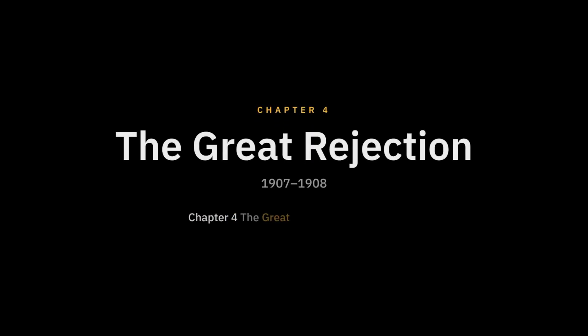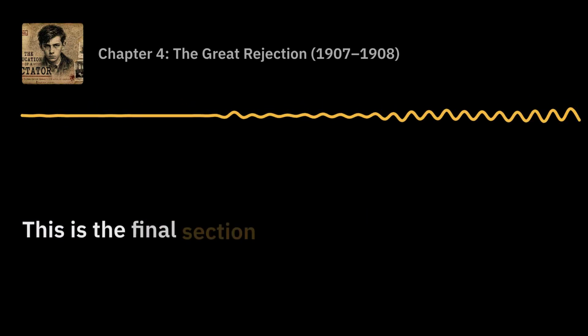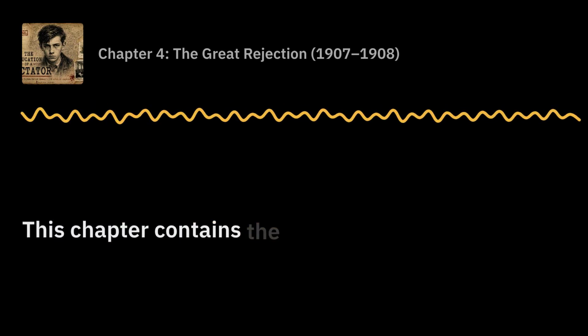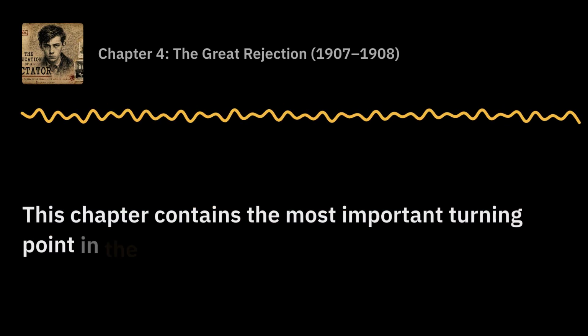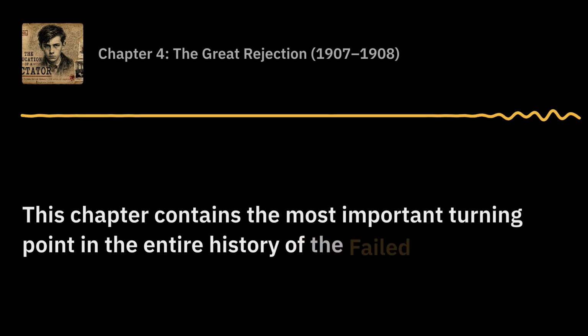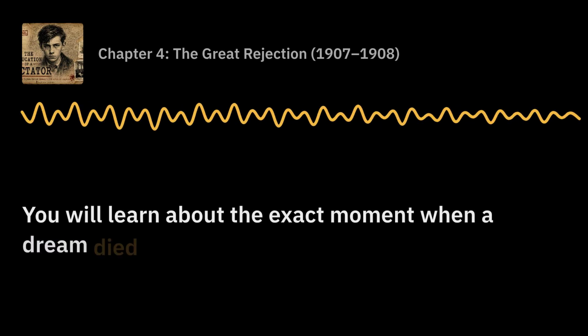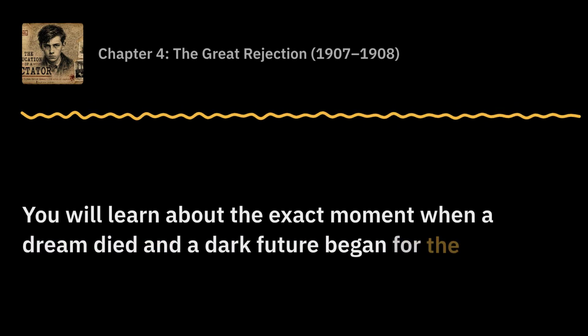Chapter 4, The Great Rejection, 1907 to 1908. This is the final section of your Skills Improvement Report. This chapter contains the most important turning point in the entire history of the failed artist. You will learn about the exact moment when a dream died and a dark future began for the world.